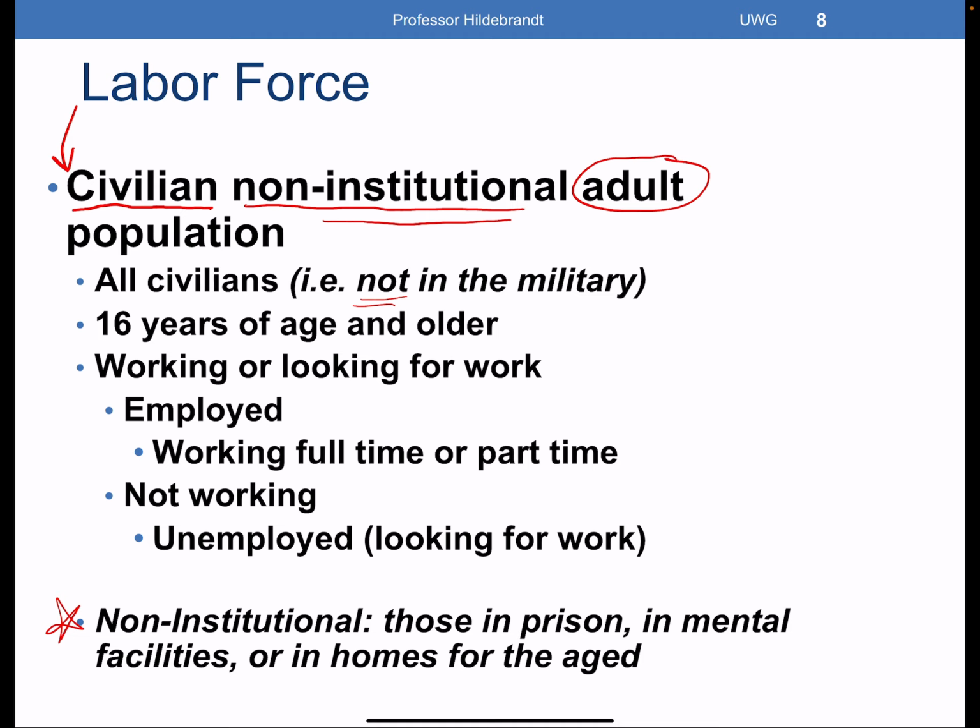Adult, it is kind of interesting here in the United States because we define this a lot of different ways. 18 to vote or join the military, 21 to purchase and consume alcohol. Well, for the labor force, we define adult as 16 or older. So again, it's the civilian, non-institutional adult population who's working or looking for work. We have those two pieces of the labor force: number one, you're employed either full-time or part-time, and number two, you're unemployed but looking for a job.